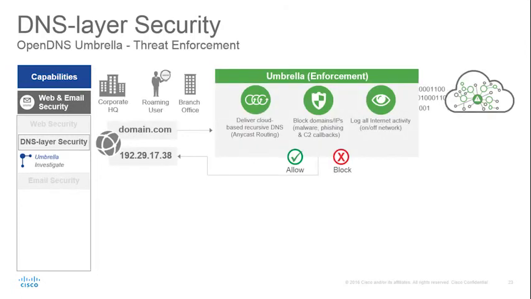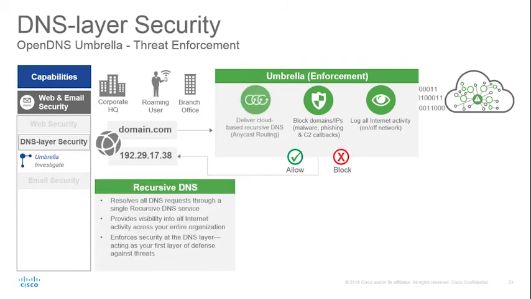OpenDNS Umbrella offers fast, easy, cloud-delivered threat protection across any device, anywhere. It blocks threats at the IP and DNS layers before a connection can be made. Umbrella is a recursive DNS service that provides visibility into all internet activity across the organization, plus acts as your first layer of defense against threats.